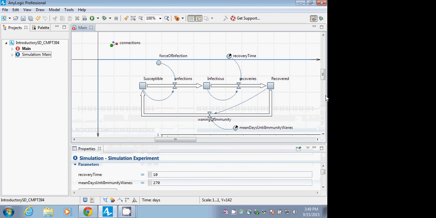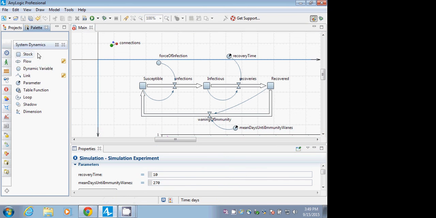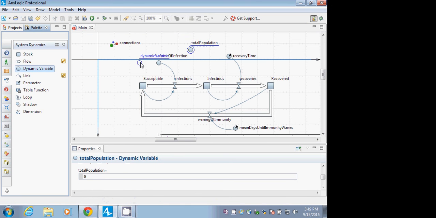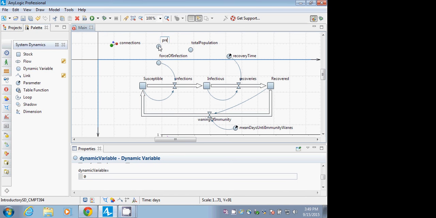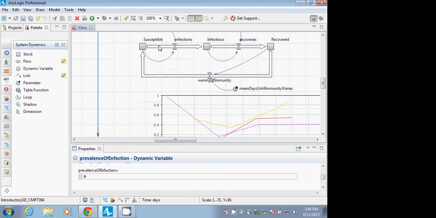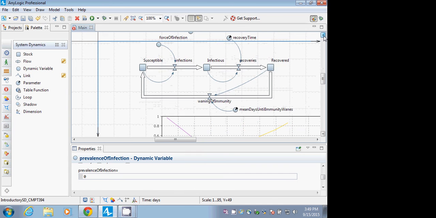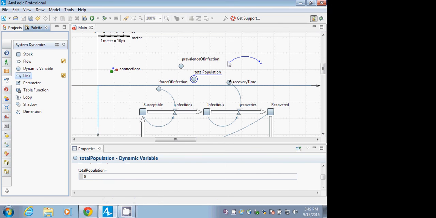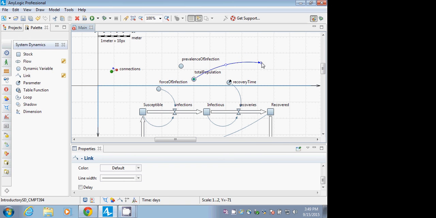in the final moment here, what I'd like to do is go add in, from the palette, two dynamic variables, one called total population and one called prevalence of infection. The prevalence of infection will be defined. So what have I just done? I've gone to the system dynamics palette. I have dragged onto our canvas two dynamic variables, one total population and one prevalence of infection.